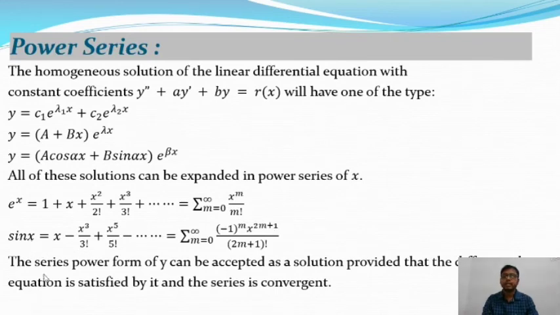Okay, so the power series form of y can be accepted as a solution provided that the differential equation is satisfied by it and the series is convergent. So in both cases the series are convergent series. These are the compact forms of the series of e to the power x and sin x. Let us move on to the next slide.